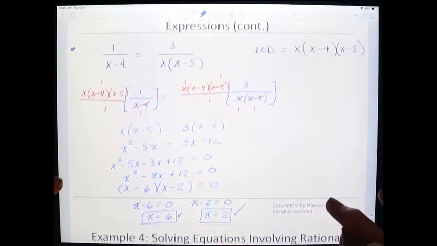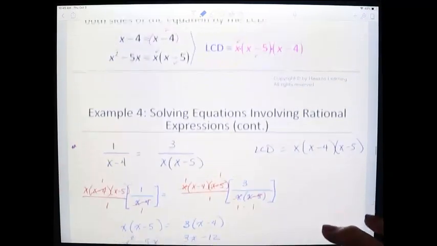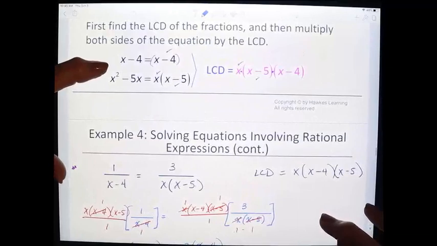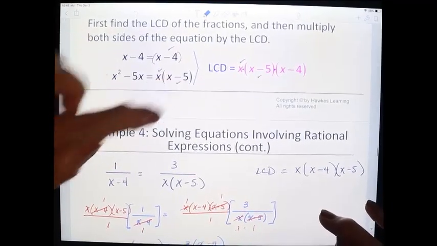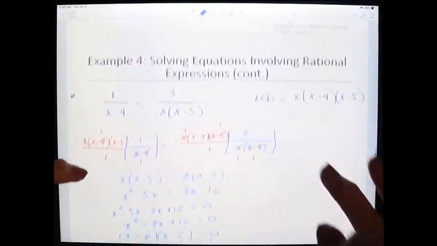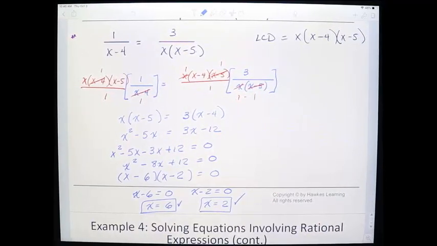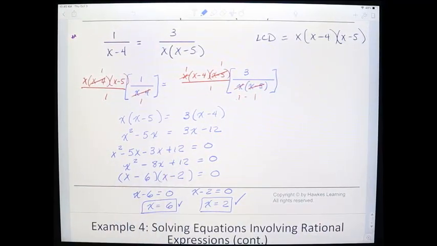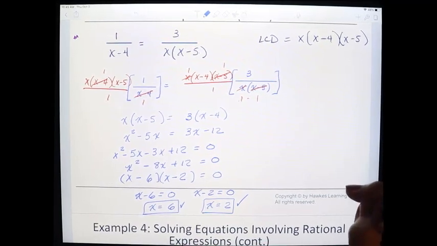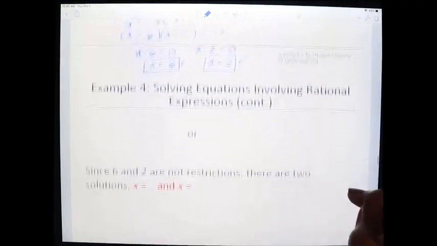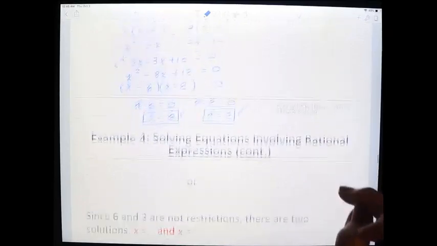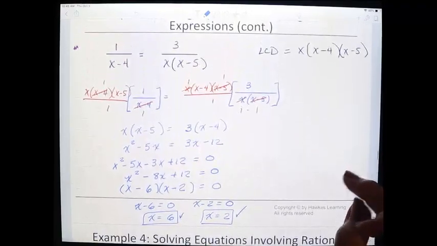So again, quickly looking at the steps: factor the denominators, determine the LCD, bracket the equation, multiply through by the LCD, and then solve whatever type of equation you end up with. Oh, and it wanted me to give you the restrictions.